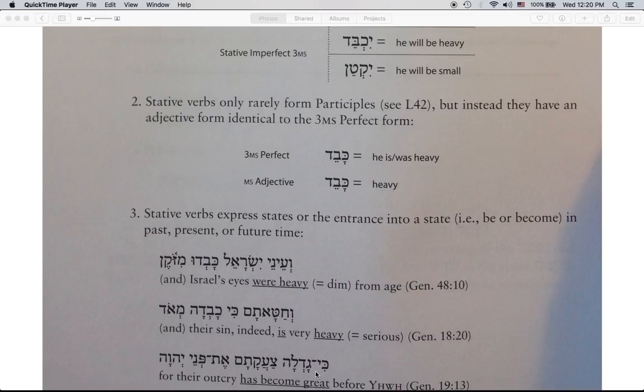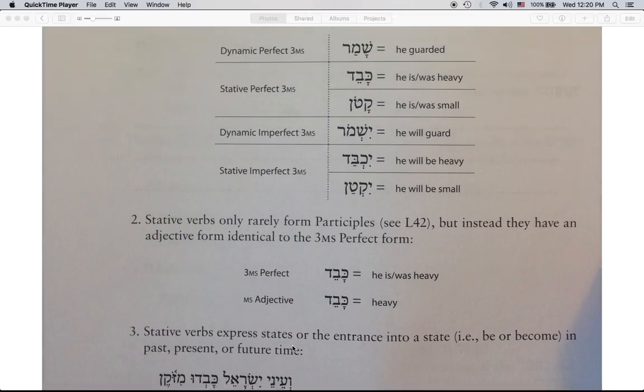Genesis 19:13. Ki gadla tza'akatam et pnei Adonai. For their outcry has become great before the Lord. So their outcry is being characterized by this stative verb as becoming great. Their cry is so great, and it's come before God. So those are just some examples of how stative verbs can be used in different contexts.